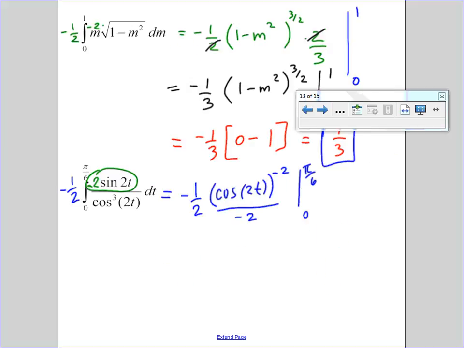6. Goodness. So I've got negative times negative is positive 1/4, and I've got cosine squared 2t on the bottom. I don't think I have to do this parentheses. What do we do? Negative, negative, positive? Yes? Are we good? Yep.